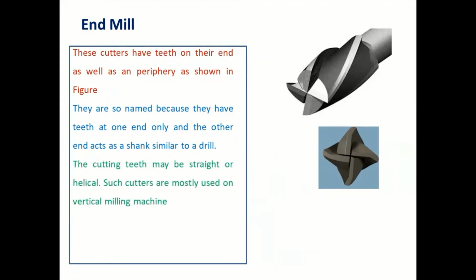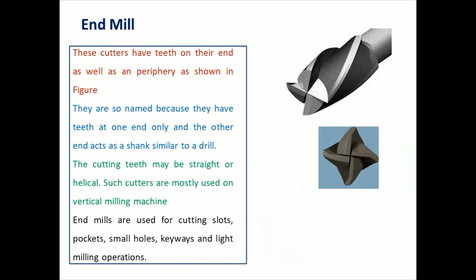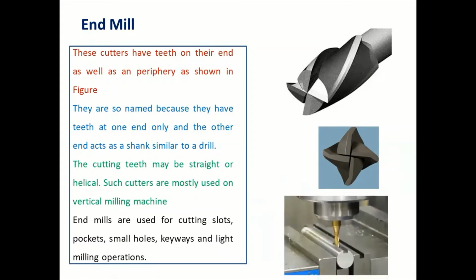Then the cutting teeth may be straight or helical. In this diagram I have shown the helical one, but in some cases straight teeth are also available, and mostly such cutters are used in the vertical milling machine. As per the application, it is used to make keyways. In this diagram I am making the keyway, and this is a vertical milling machine. With the help of that, even a small hole is possible. Or some slots or pockets are easily made by using the end mill cutter.